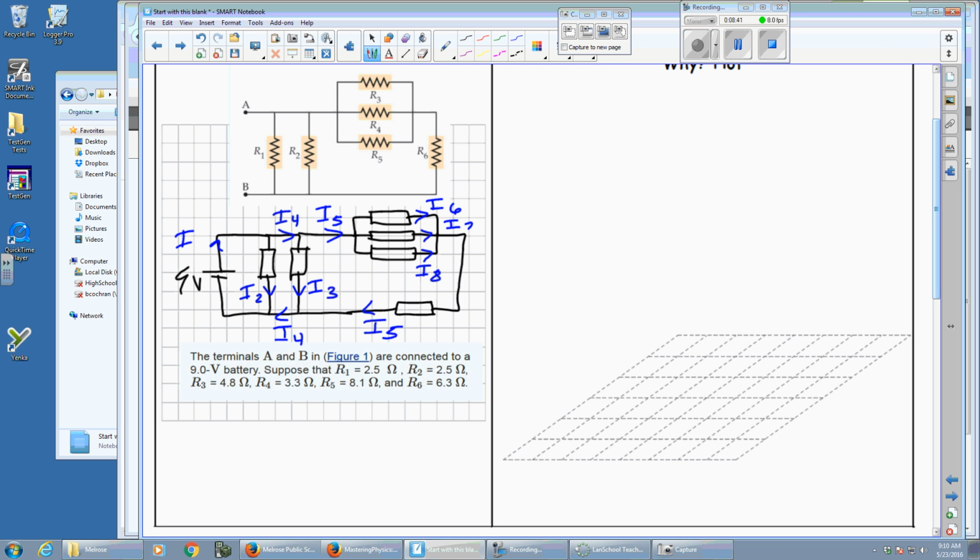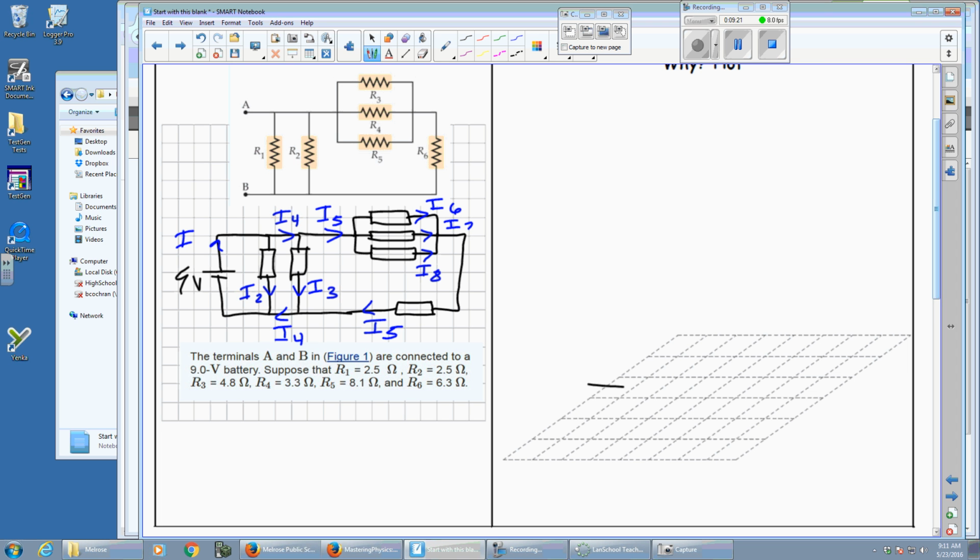6 different junctions, and lots of loops, right? I could do 1, 2, 3, 4, 5 that go through the battery. 6, 7, 8, 9, 10, 11, 12 that don't go through the battery. So, lots of loops. Do I need to do them all? No. I only need to come up with enough to have 8 equations.